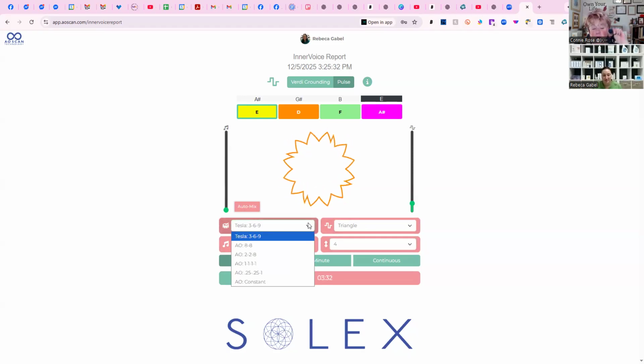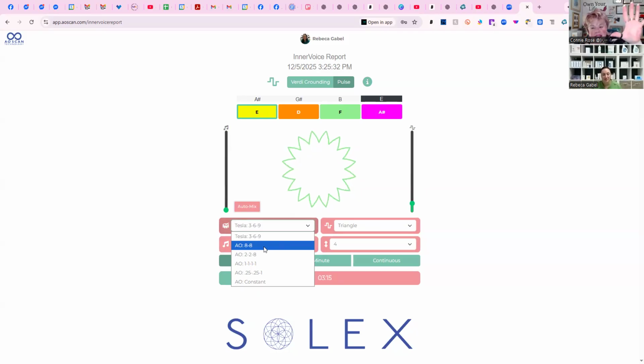So the first one is how often the waveform pulses. The default is Tesla 369. So if you watch the screen, you'll see the waveform pulse 3 seconds long, then 6 seconds long, then 9 seconds long. 8-8 is, again, an 8 and an 8. 8 and then 8. Or 2-2-8.